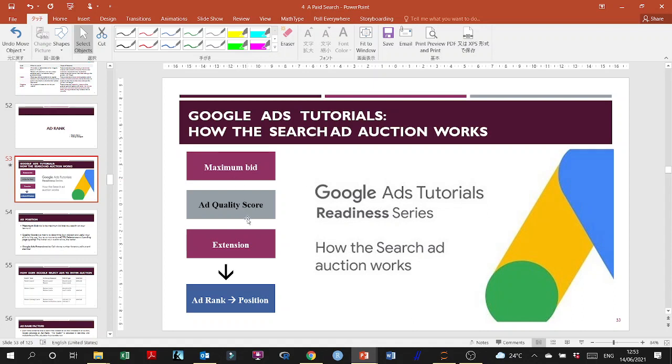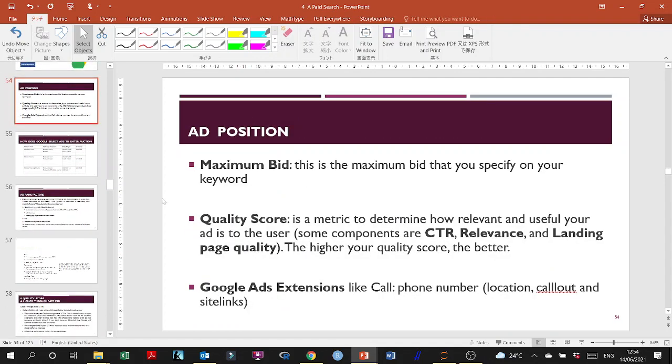We talked about the ad quality score and the impact of your advertisement. And the impact of your advertisement basically is on how you use extensions and how many extensions. They are free of charge. You don't have to pay for them. So why not use ad extensions, right? So let's talk about here the maximum bid.